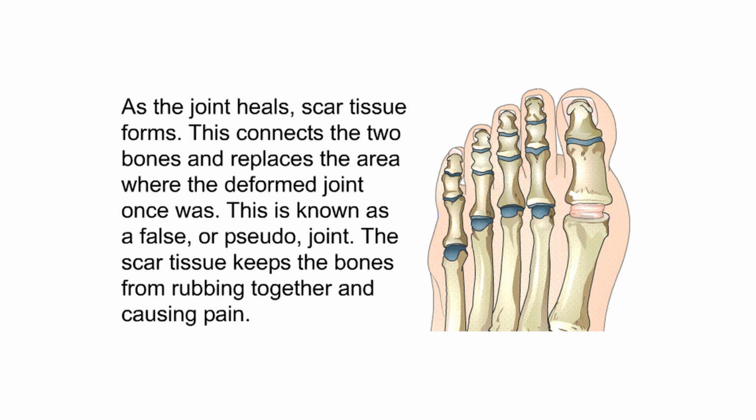As the joint heals, scar tissue forms. This connects the two bones and replaces the area where the deformed joint once was. This is known as a false or pseudo joint. The scar tissue keeps the bones from rubbing together and causing pain.